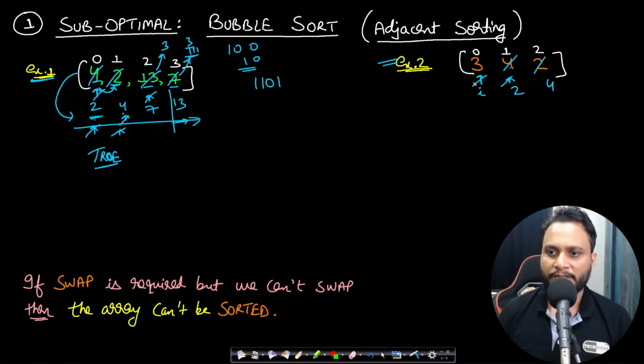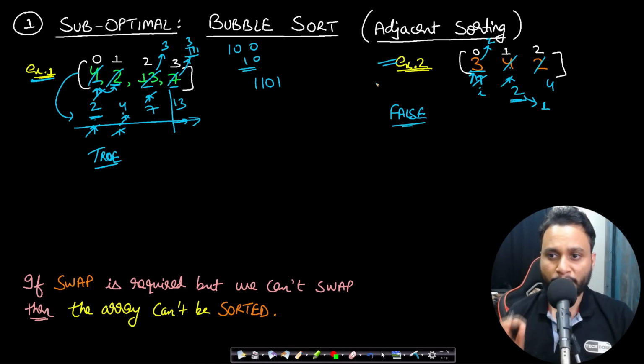In the next iteration, we will compare this 3 with 2. And when you compare this 3 with 2, are they in correct order? No. Then the second thing is, do they have the same count of set bits? No. This 3 has 2 set bits, and this 2 has 1 set bit. That means we needed to swap them, but they could not be swapped because they had different counts of set bits. And so they are not sortable, and you can return false immediately without having to check anything else.